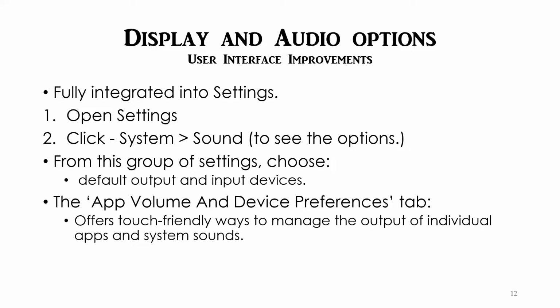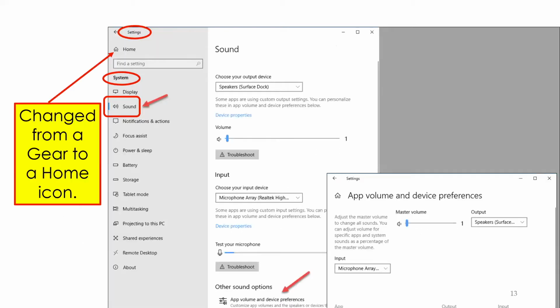Let's take a look at what that looks like in the settings app. Again, we're in settings, we're in system, and we go down to sound. Notice also they got rid of that little gear up there, and they put a home in for home. A big change in the icon. Anyway, you can see right here that we can control different speakers, and we can troubleshoot the volume. We can control the microphone. We have other sound options available.